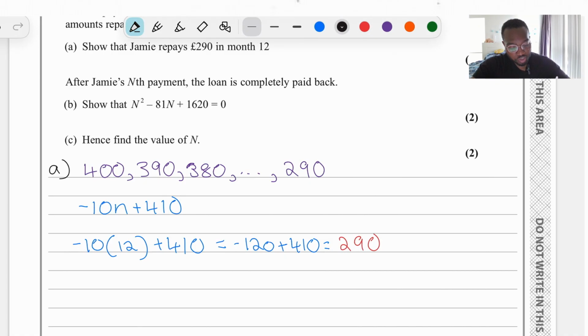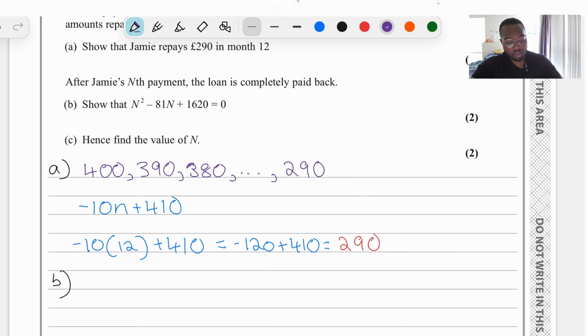And for the second part now, we have part B. We know that after Jamie's nth payment, the loan is completely paid back. So now we need to show that n squared minus 81n plus 1620 is equal to 0. What we're effectively saying is we're trying to work out the sum of adding all these up. So if we do 400 plus 390 plus 380 and so on, we want to get a quadratic equation which satisfies what they want us to show.